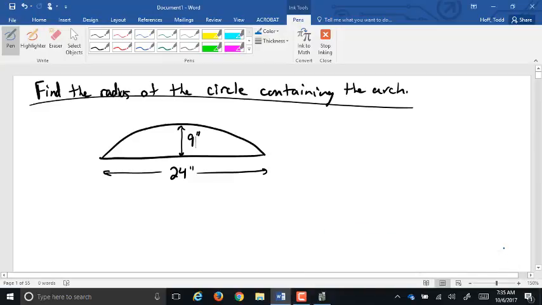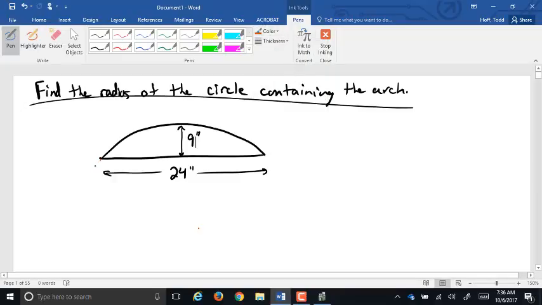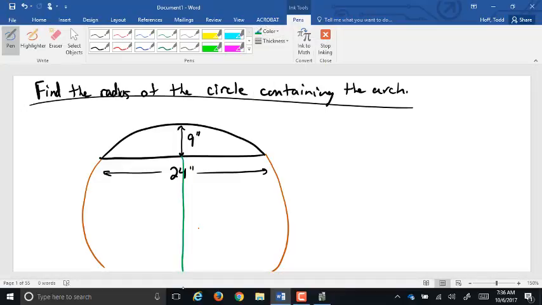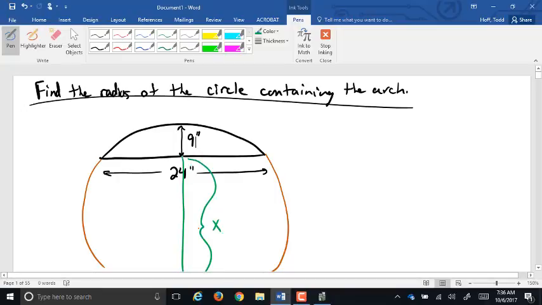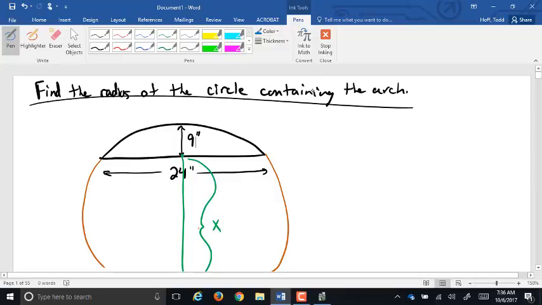Okay, so to find the radius of that circle that contains that arc, which we're going to pretend the whole circle is there. And we're looking, of course, first thing we're going to find is this piece here, x. It would be from that chord all the way to the other side of the circle. What do we do to find that?